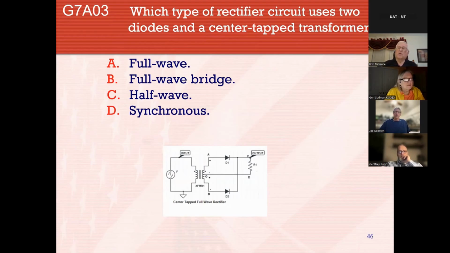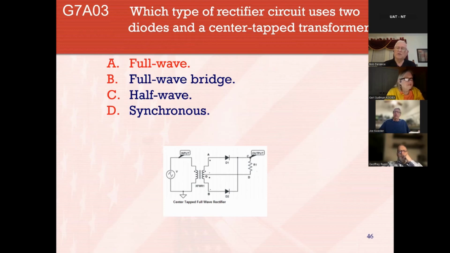A center tap transformer doesn't go into a full wave bridge. A center tap transformer goes into 2 diodes, as is shown here. So what do we got there? Synchronous means nothing. Full wave bridge is wrong. And half wave doesn't work because there are 2 diodes, so that only leaves one answer, full wave.